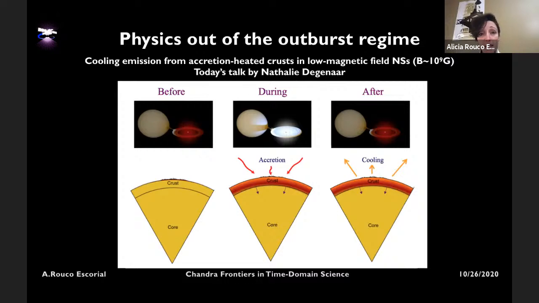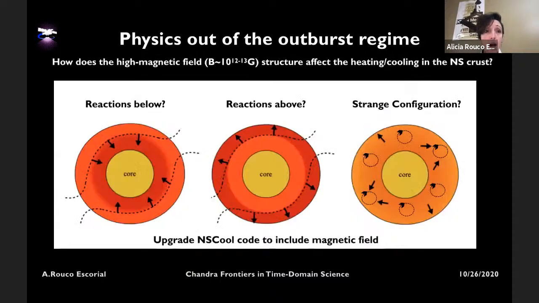And thanks to the study of this emission, we get to obtain information about the core and the crust physics. However, for high magnetic field neutron stars, we don't know how the strength and the structure of the magnetic field affects the heating and cooling processes. So for investigating this, we have observed several high magnetic field systems.